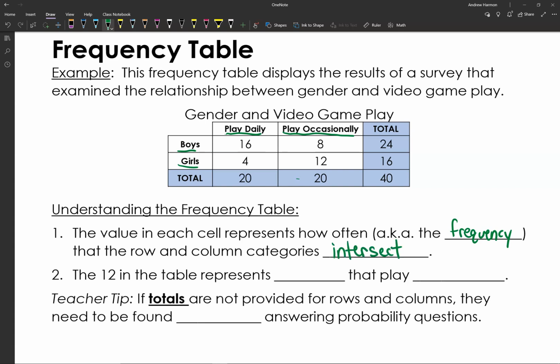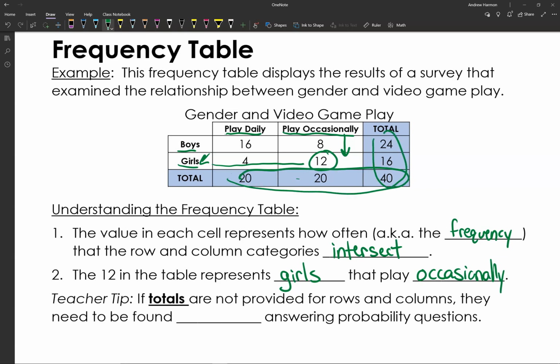So let's look at an example of what this really means. The 12 in this set of data represents girls, because that's the row it's in, and it's in the column play occasionally. And that's how a two-way frequency table works. Now, just a quick tip. If the totals are not already provided, it's a really good idea to find those before trying to answer any probability questions, because you're going to need your totals to be able to find the probabilities.